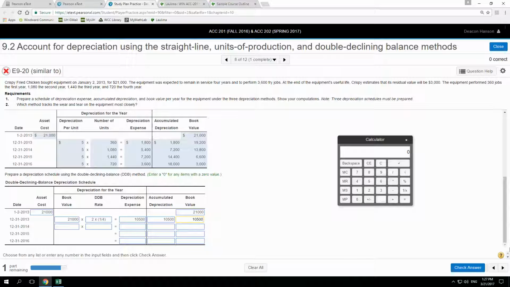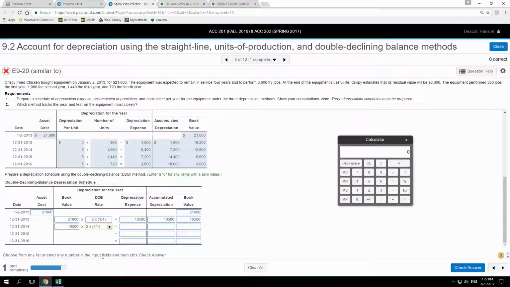So wham, we hit a whole bunch. We depreciated off half of that asset in that first year. Now, when the second year's depreciation calculation comes along, you're going to use the asset's book value from the beginning of that year, which is 10,500. And you're going to multiply that by the double declining rate, which is 2/4. So if you take 2/4 of 10,500, it's basically half of 10,500.